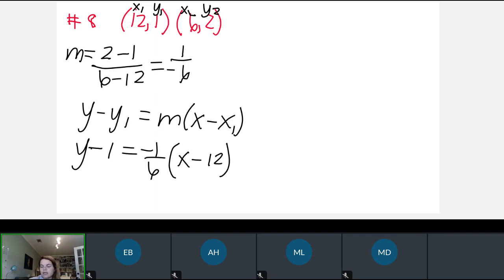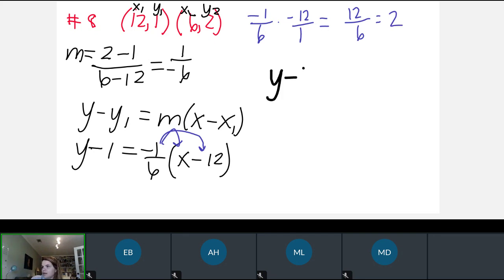So this answer box is asking us to go ahead and put it in slope-intercept form, and that means we're going to solve for y. So we have to distribute this negative 1/6. Negative 1/6 times negative 12. Remember, we multiply straight across the top. So negative 1 times negative 12 becomes positive 12. 6 times 1 becomes positive 6. So that becomes positive 2.